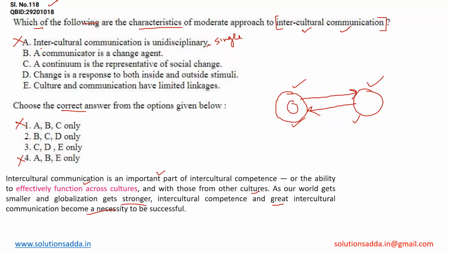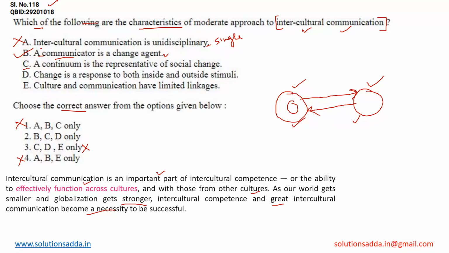Let's read the second statement. A communicator is a change agent. Yes, it is very true. A communicator is one who communicates with other people and can share his or her thoughts with them, and the impact of these thoughts on the other person can be a change, or the other person may adopt the thinking the communicator is trying to convey. So statement B is correct here. The statements in which option B is given we can keep, and the rest we can eliminate. So option 3 we can directly eliminate, but still let's read the third statement.